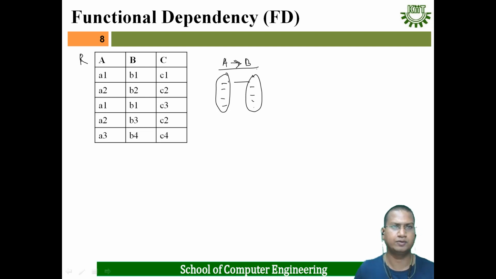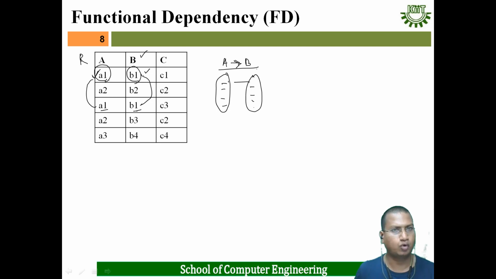Suppose A1 is there; that means A1 is associated with B1. Whenever A1 repeats here, this value should repeat. That means for each value A1 in A, there is a particular value B1 in B. Then we can say A functionally determines B. Can we say that in this case? For A1, the value is B1. Again, when A1 repeats, the same value B1 repeats. Does A1 repeat further? No. So for A1 it is satisfied.